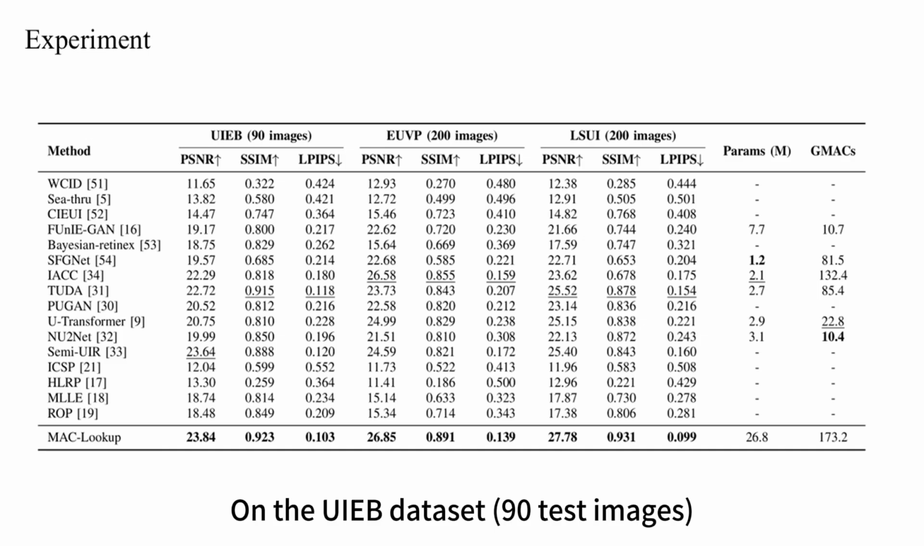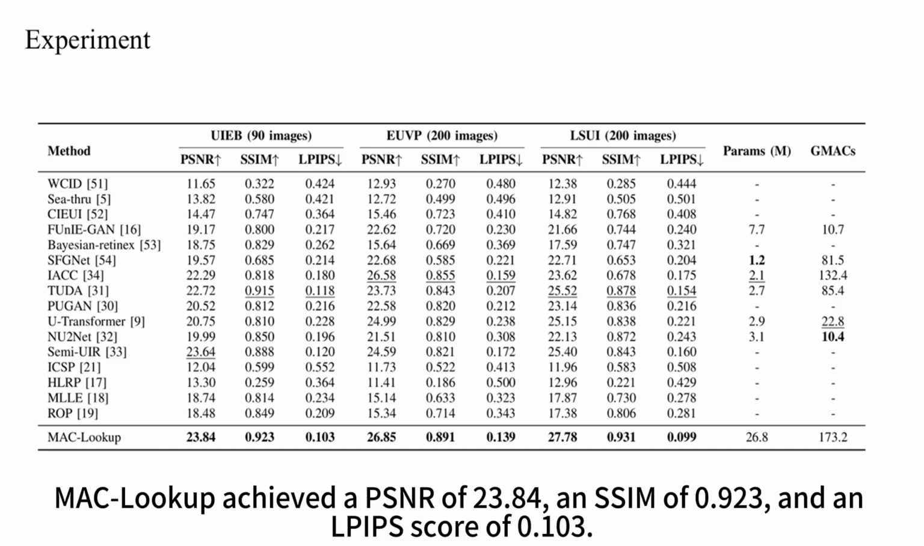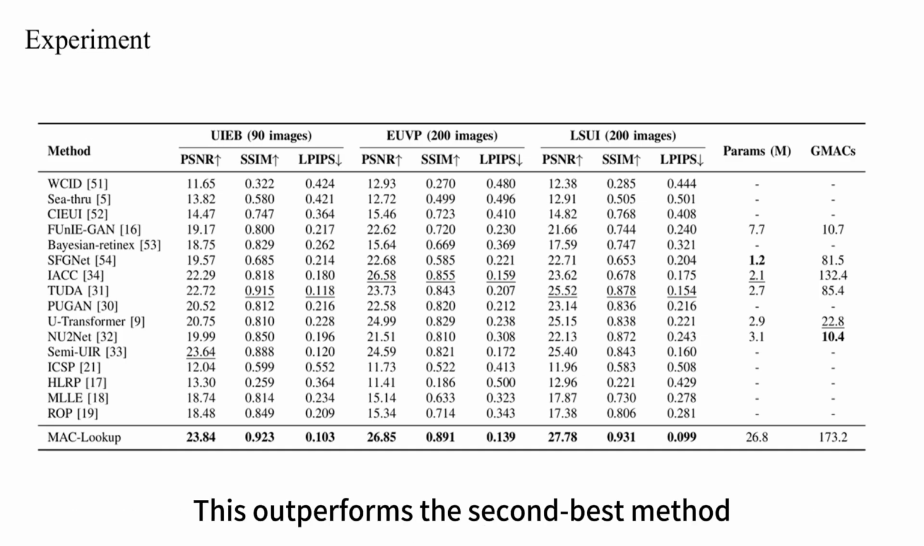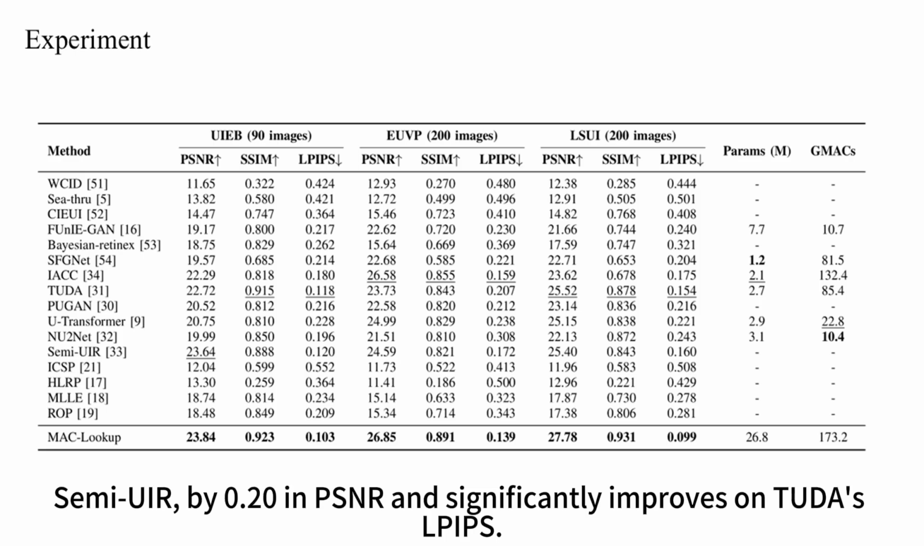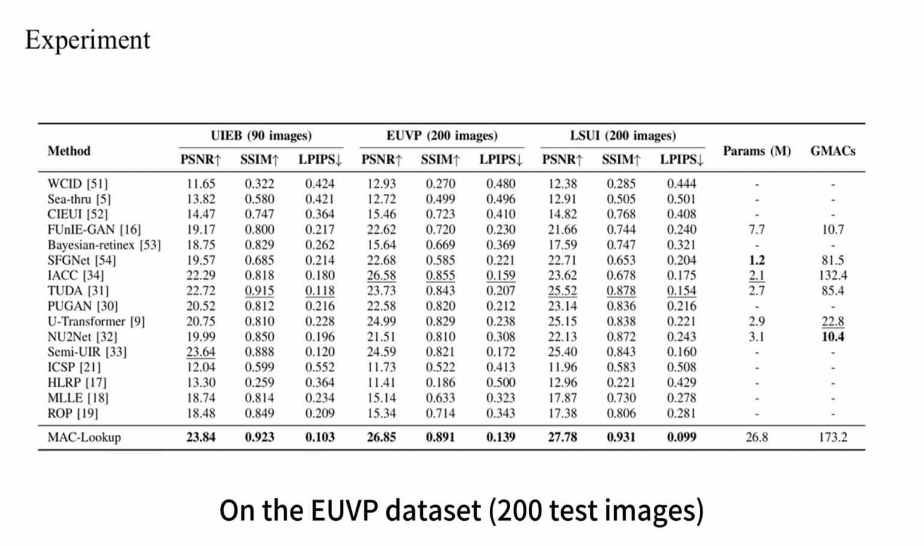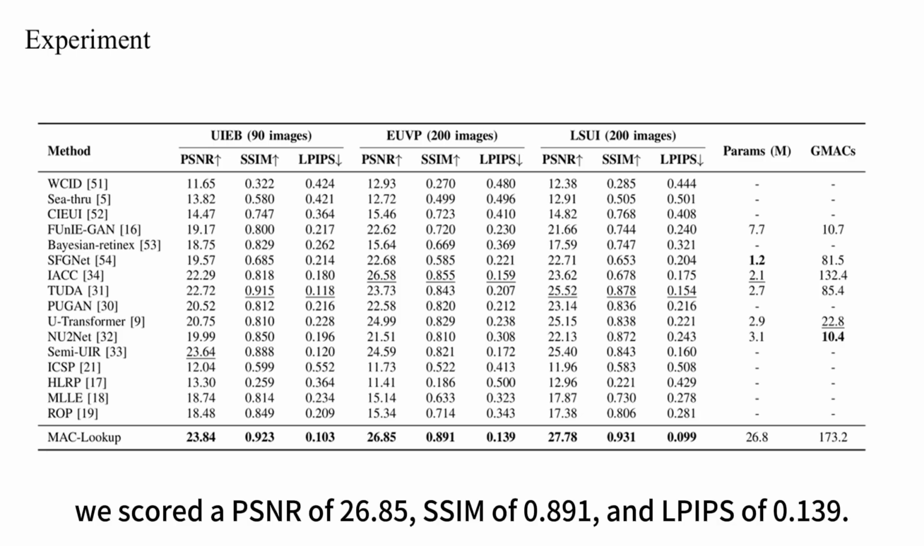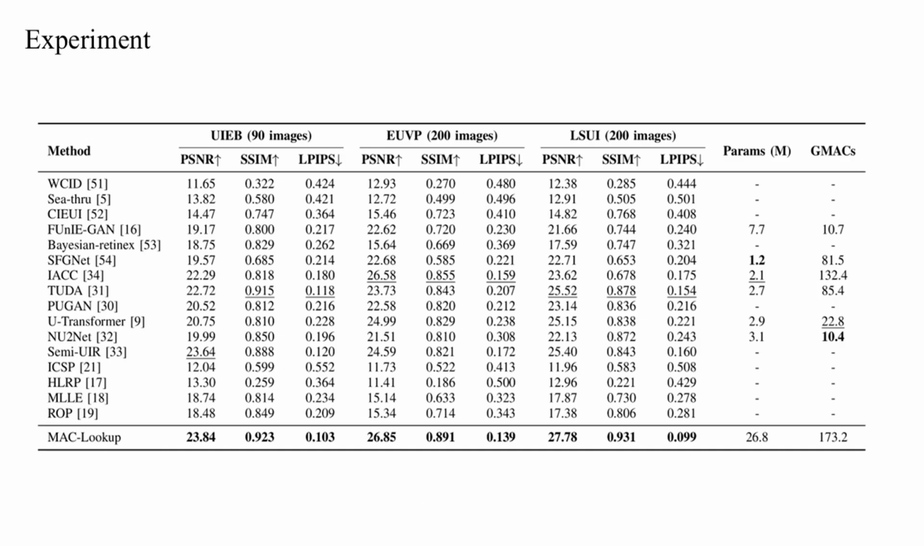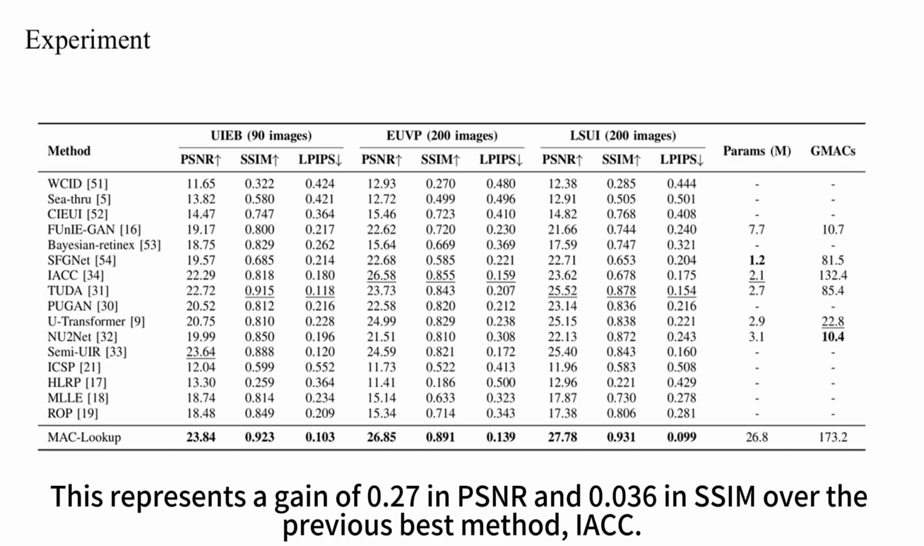On the UIEB dataset, 90 test images, MAC-Lookup achieved a PSNR of 23.84, an SSIM of 0.923, and an LPIPS score of 0.103. This outperforms the second-best method, semi-UIR, by 0.20 in PSNR and significantly improves on TUDA's LPIPS. On the EUVP dataset, 200 test images, we scored a PSNR of 26.85, SSIM of 0.891, and LPIPS of 0.139. This represents a gain of 0.27 in PSNR and 0.036 in SSIM over the previous best method, IACC.